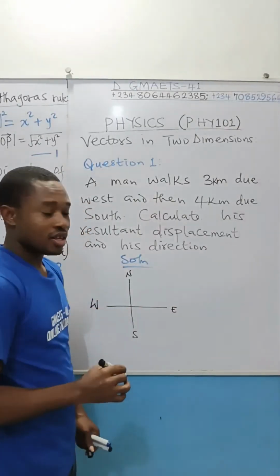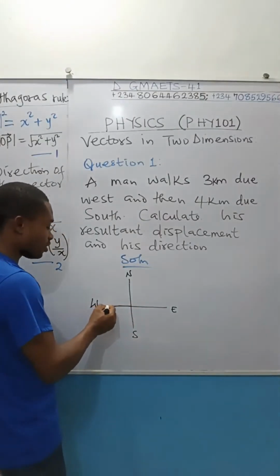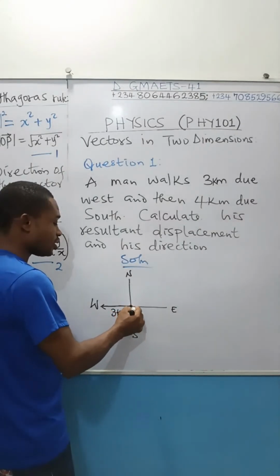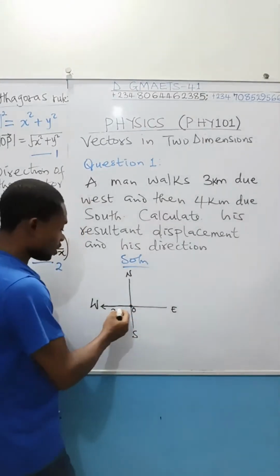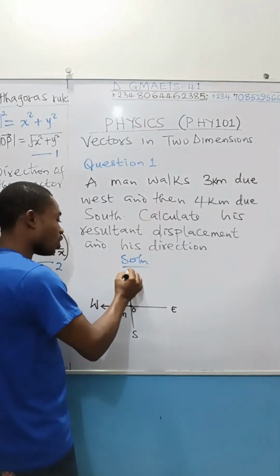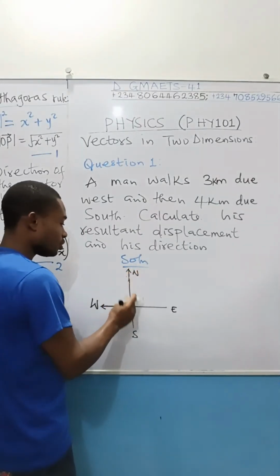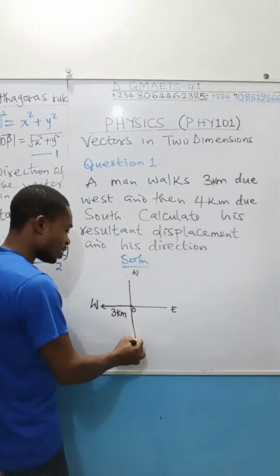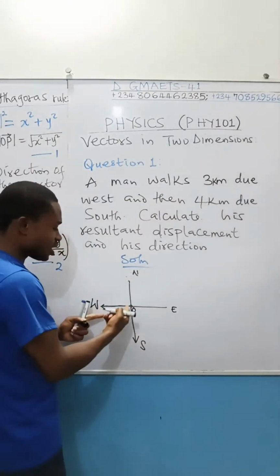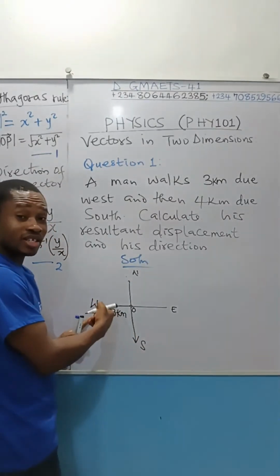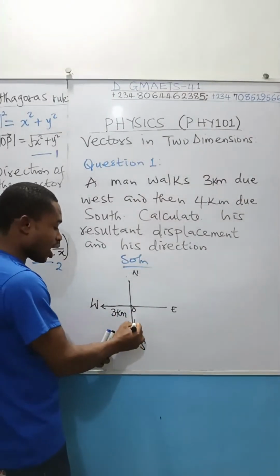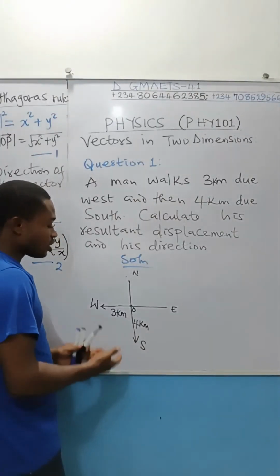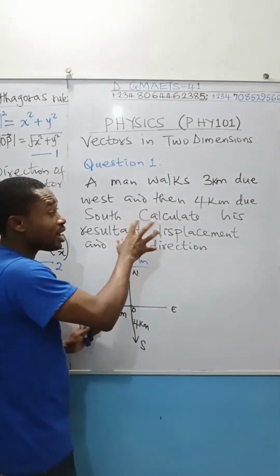Okay, so you see that the man walked this way 3 kilometers. So I'm going to say this is 3 km. This is the origin. Let's say that this is the starting point. Are you following right? Then next, the man walked 4 kilometers south. So I'll come here. You notice that in the west direction, I placed an arrowhead there. In the south direction, I placed an arrowhead. I'm taking this to be 4 kilometers. Are you following right?